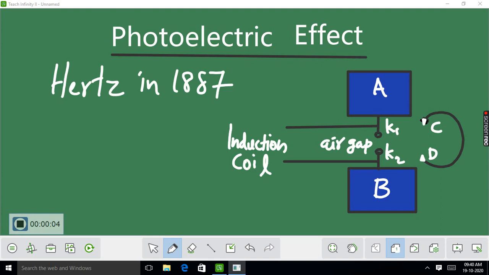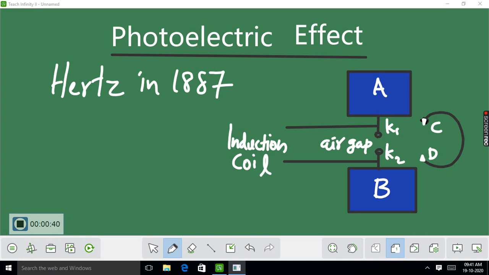Photoelectric effect. The phenomenon of photoelectric effect was first observed by Heinrich Hertz in 1887. He was studying the electromagnetic waves. In between his experiments with electromagnetic waves, he observed a special phenomenon happening in the experimental setup.